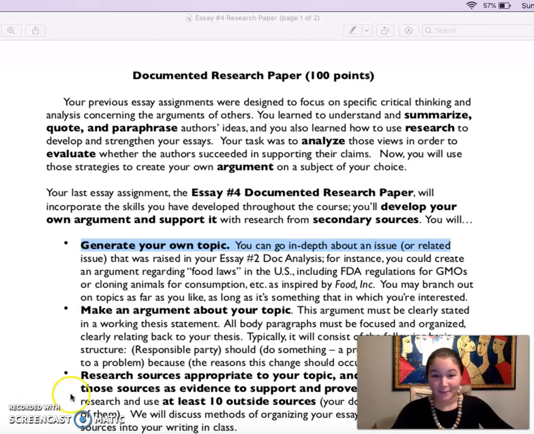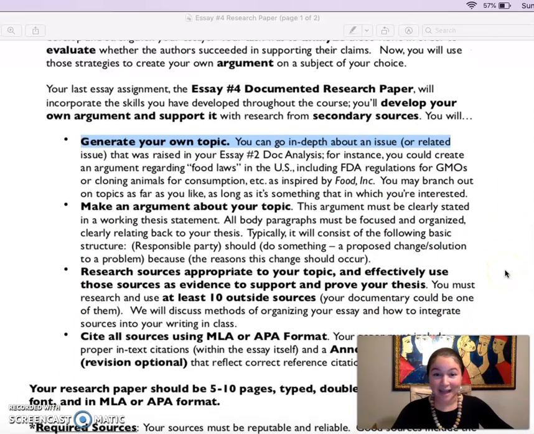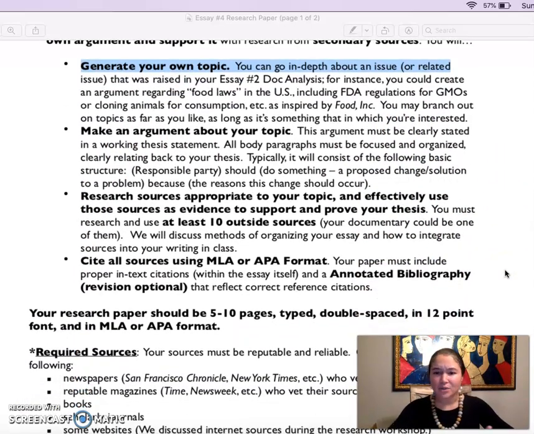You will generate your own topic. And I told you guys that you can pick your own topic. This is completely up to you what you write about, as long as it can be argumentative and as long as you can figure out how to prove it, if it's something that's provable. You need sources, and you need people who agree with you and people who disagree with you. If you're having questions about your sources, please let me know. If you're having questions about your topic, please let me know.